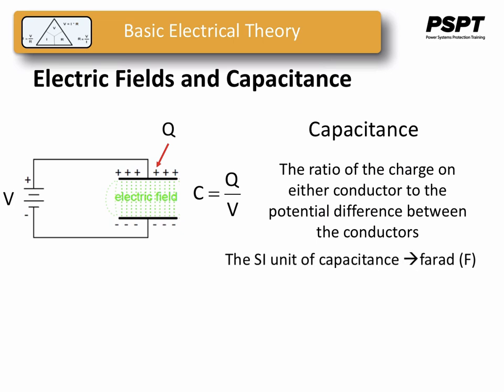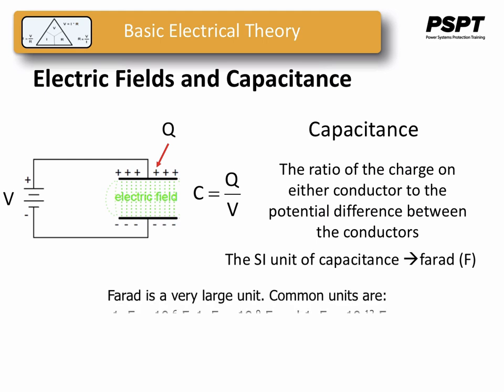The SI unit of capacitance is a farad, and a farad is a very large unit, so common units out there are the microfarad, which is equal to 10 to the minus 6 farads, the nanofarad, which is 10 to the minus 9 farad, and a picofarad, which is equal to 10 to the minus 12 farads.